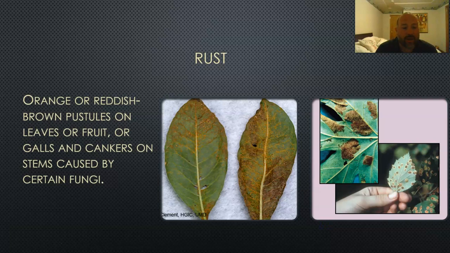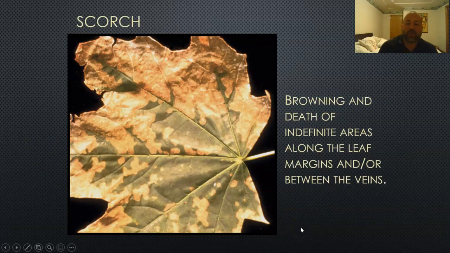Rust, orange or reddish brown pustules on leaves or fruit, or galls and cankers on stems caused by certain fungi. And so you can see some really good examples of rust and rust coloring and what that looks like on the leaves. Leaf scorch, which is the browning and death of indefinite areas along the leaf margins and or between the veins. And with leaf scorch, it's much more browning than the spotting or the blotching, and you can get some necrosis in a few of these areas. It's much more on the margins, so on the outer portion of the leaf, as well as in between the veins.